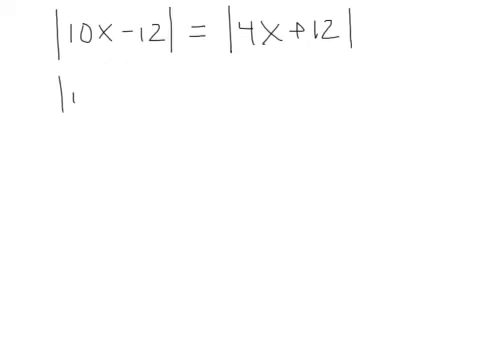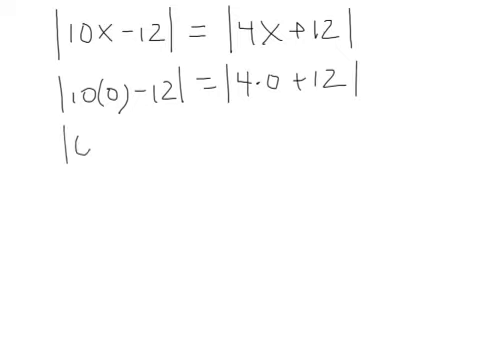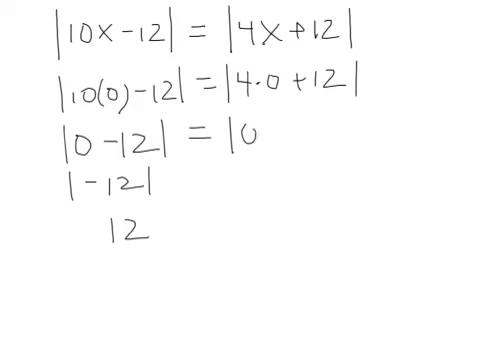So we'll start by substituting 0 in place of x. So 10 times 0 minus 12, and then on the other side, the absolute value of 4 times 0 plus 12. So 10 times 0 is 0, and 0 minus 12 is negative 12, but the absolute value of negative 12 is positive 12. 4 times 0 is 0, and 0 plus 12 is 12, and the absolute value of positive 12 is also 12. So 0 does make our equation true.